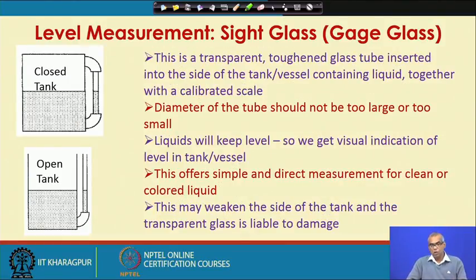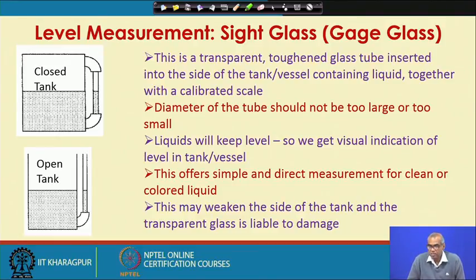Next, we will talk about sight glass or gauge glass as level measuring instruments. We are talking about direct measurement of liquid level. Sight glass or gauge glass is another very simple level measuring instrument. It can be used to measure level of open tank as well as closed tank.